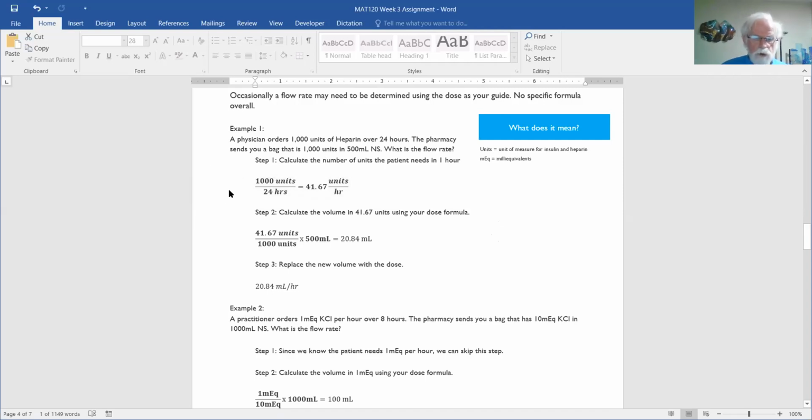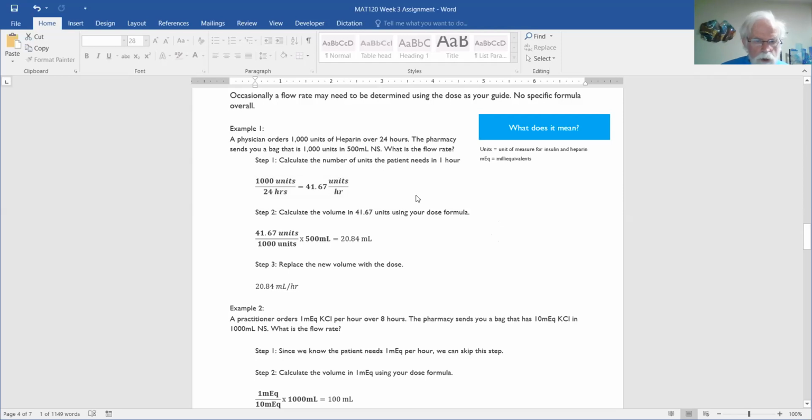So in this particular case, we're going to be giving 41.67 units per hour if we divide 1,000 units by 24. Don't round it off.